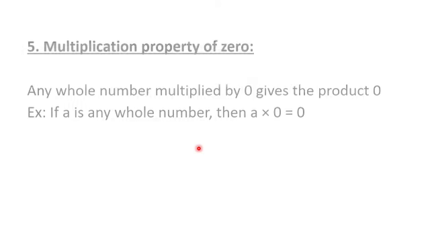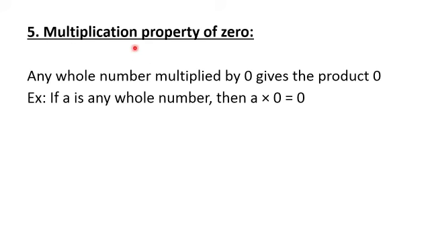We have the last property, that is the multiplication property of 0. As we all know, when a number is multiplied by 0, what will your answer be? Your answer will be 0. So any whole number multiplied by 0 gives the product as 0. Take any whole number. If A is any whole number, then A into 0 will be 0. Assume A equal to 9. So 9 into 0 will be 0.